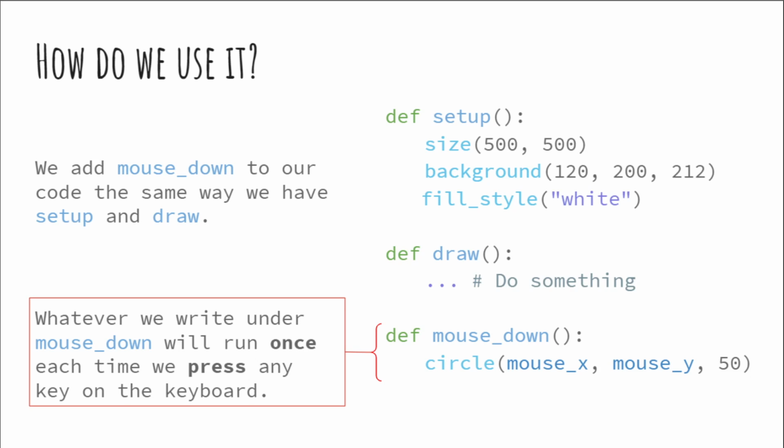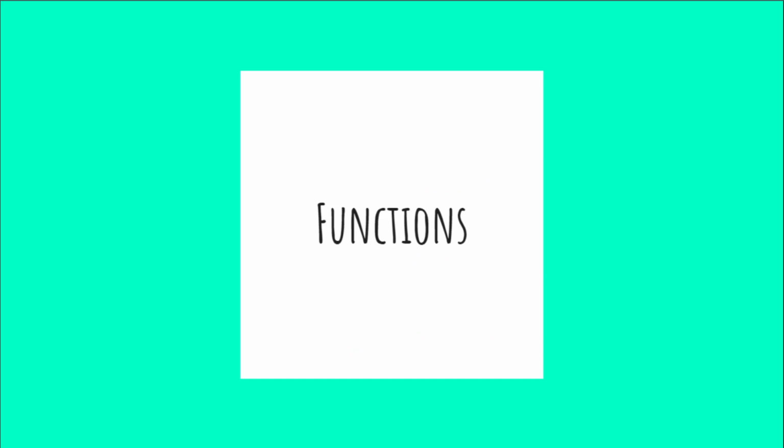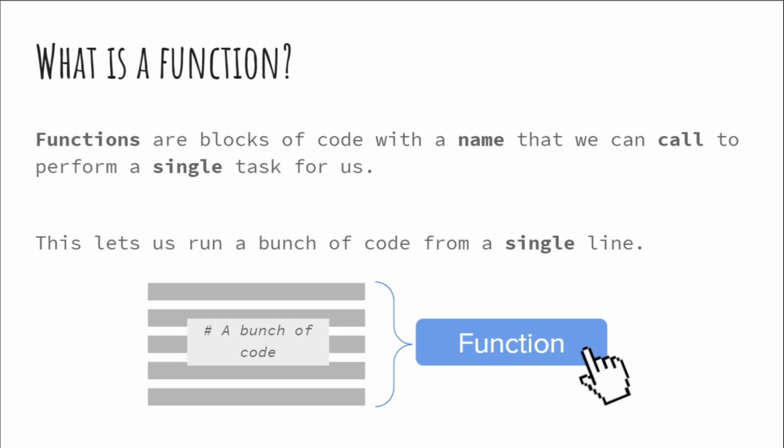So that's pretty much all we have on that. That's the last bit of sort of stuff we wanted to talk about as far as inputs go. So now we're going to be talking about functions. So functions are blocks of code with a name that we can call to perform some task for us, and it lets us run a bunch of code from one line.